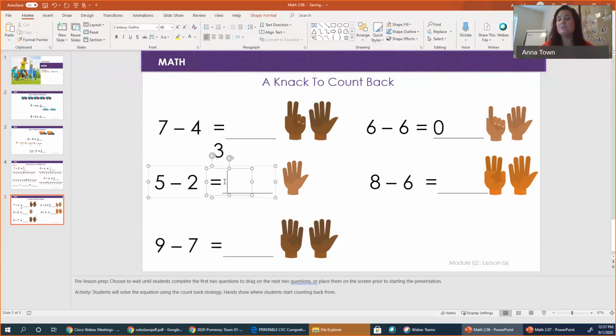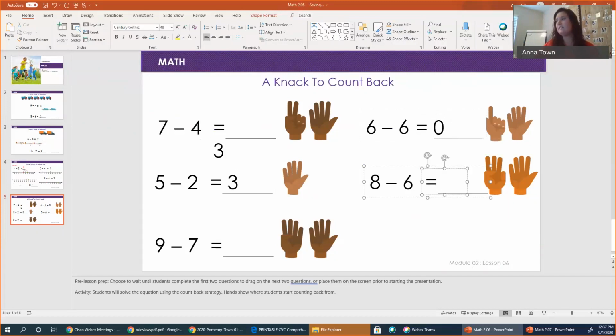5 minus 2 is our next equation. We're going to put 5 in our head. 5 is our first number and it's our biggest number. We're going to put 2 fingers up and count back. 4, 3. So 5 minus 2 is 3.